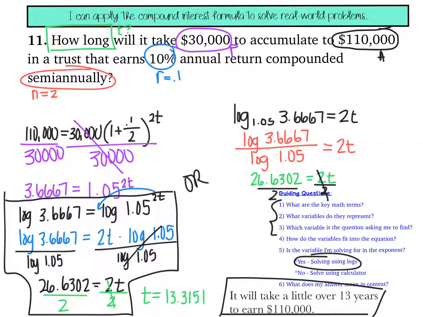So it will take a little over 13 years to earn that $110,000. And the reason I said a little over is because at 13 years, it won't. If you had said about 13 years, you can, but this 0.3 is almost half of a year. So however you word it, I don't think that's going to be an issue on the TN Ready. But just be aware of ways that you can word it so that you get your point across, but you're not having to say specifically, it will take 13.3151 years when you're doing these problems.